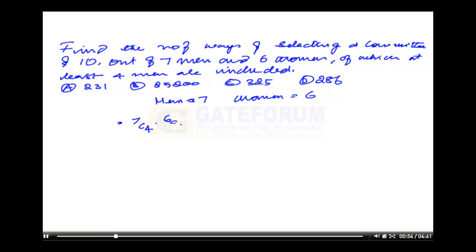Therefore 7C4 into 6C6, that is equivalent to 7C3, because nCr is equivalent to nC(n minus r), into 6C6 means just 1, that is equivalent to 7 into 6 into 5 by 3 into 2 into 1. By simplifying we have 35. So there are 35 ways of selecting 10 people which contain 4 men and the remaining are women.